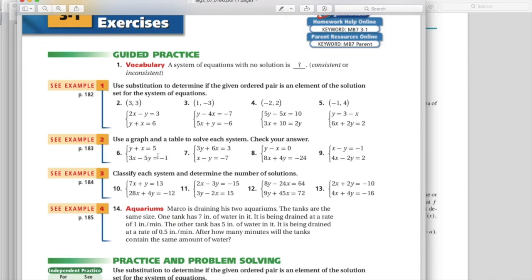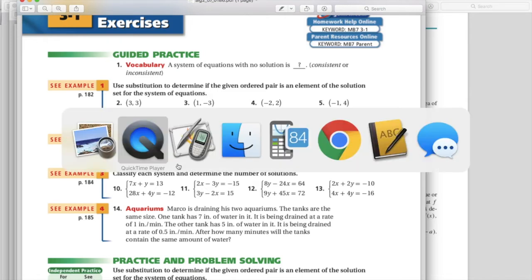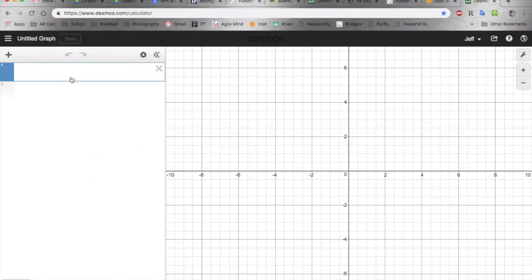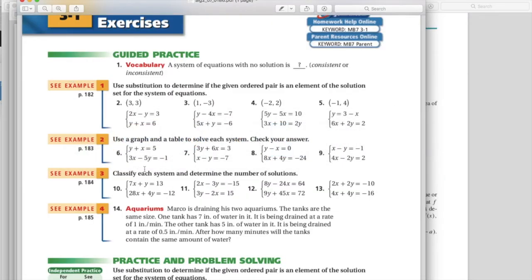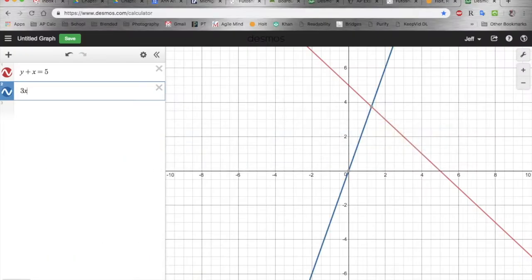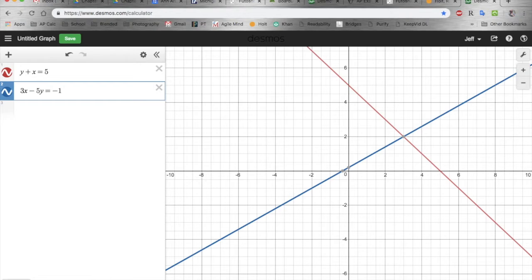So let's try this one, for example. It says x plus y equals 5, and then 3x minus 5y equals negative 1. So I go over to Desmos. In Desmos, you don't have to type it in as y equals. In your calculator, you do. So we'd say y plus x equals 5, and then 3x minus 5y equals negative 1. All right, and this is it, right here. That's your solution, 3, 2.